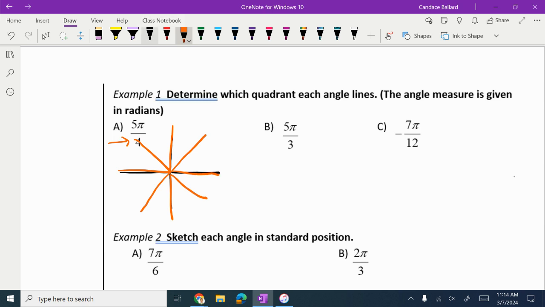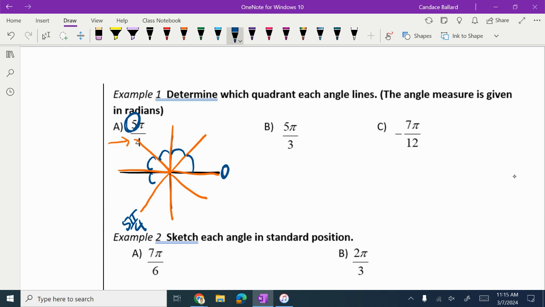Okay. I am going to count this many now. So how many wedges do I need to count? 5. Okay, so I'm always starting here at 0. I'm not going to label it. I'm just going to make little marks. So here's 1, 2, 3, 4, 5. That's the 5 pi over 4. What quadrant did I land in there?